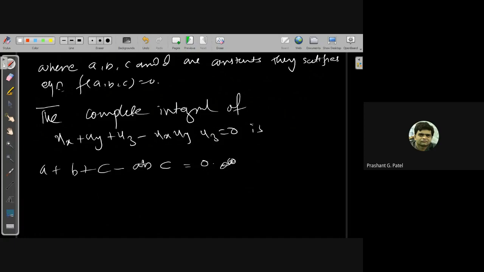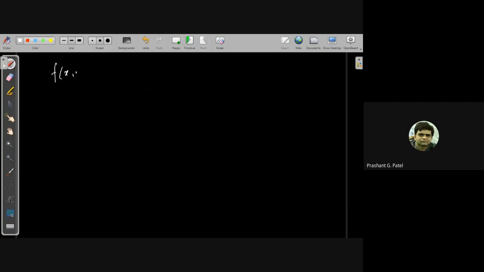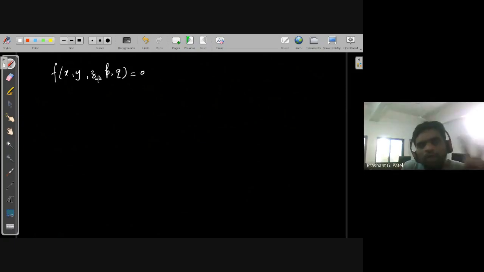Now, this is regarding the Jacobi's method that we have. The next thing we need to find is the solution of the equation f(x, y, z, p, q) = 0. We already discussed solving the complete integral of such type using the Charpit method. Now the question is, can we solve such a differential equation using Jacobi's method?